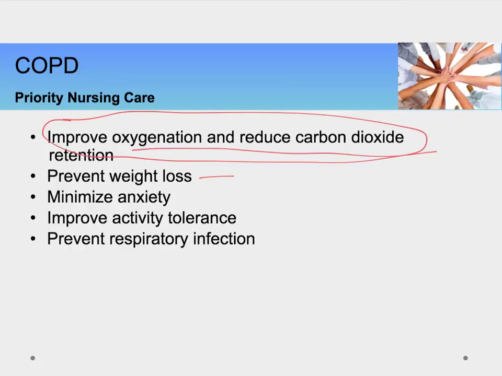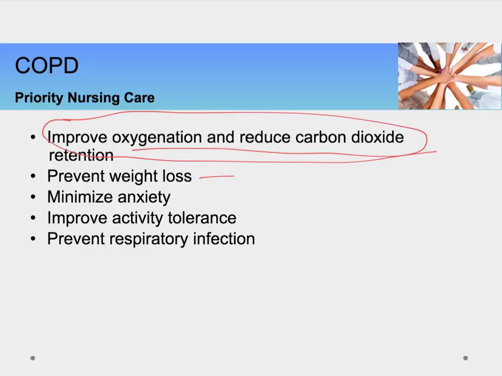Maybe it's turning on some soft music on the television, turning the lights down, helping them to do maybe some meditation techniques and things like that. Helping them with their activity intolerance, make sure you're not going to schedule them 20 activities in a 2-hour period. They're not going to be able to tolerate that. So think of ways to help their activity tolerance and prevent respiratory infection. You know how to do that. We've talked about that the whole way in Nursing 150 so far.